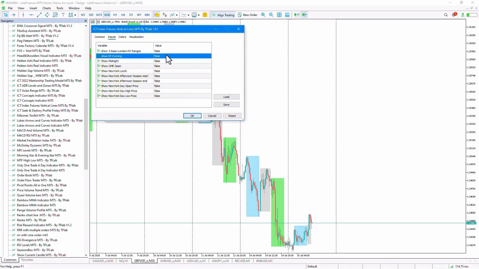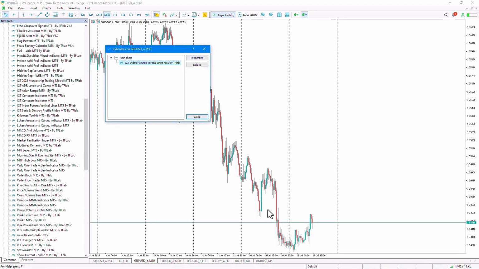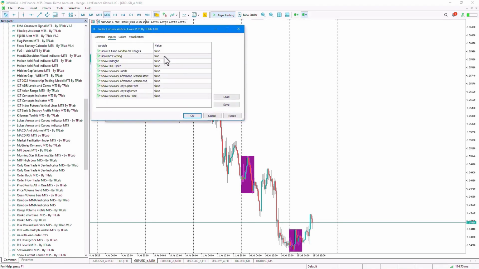The second input is related to the New York afternoon session. It starts after New York lunchtime and continues until the end of the New York session. By enabling this option, it will draw the New York afternoon session for us and display its box.